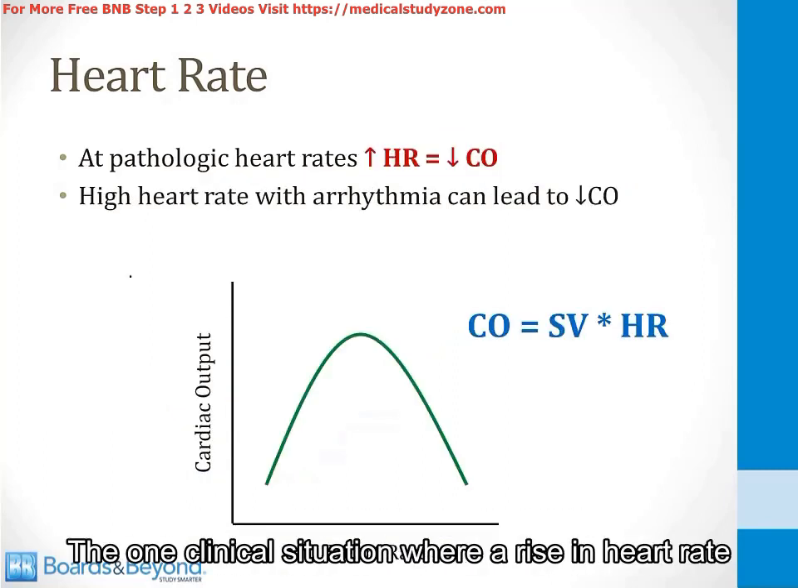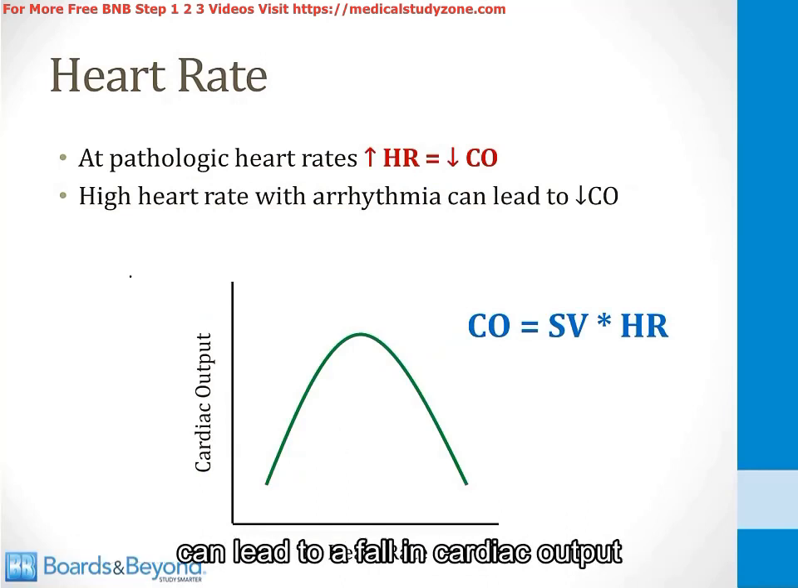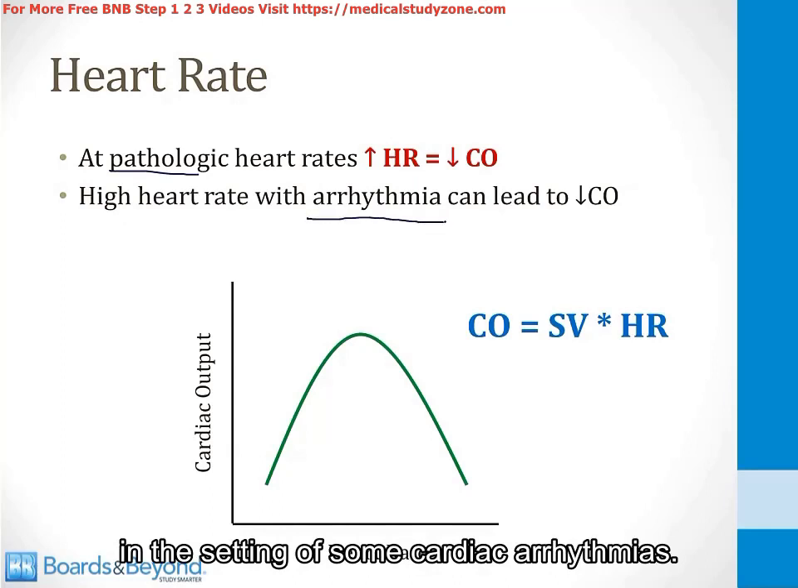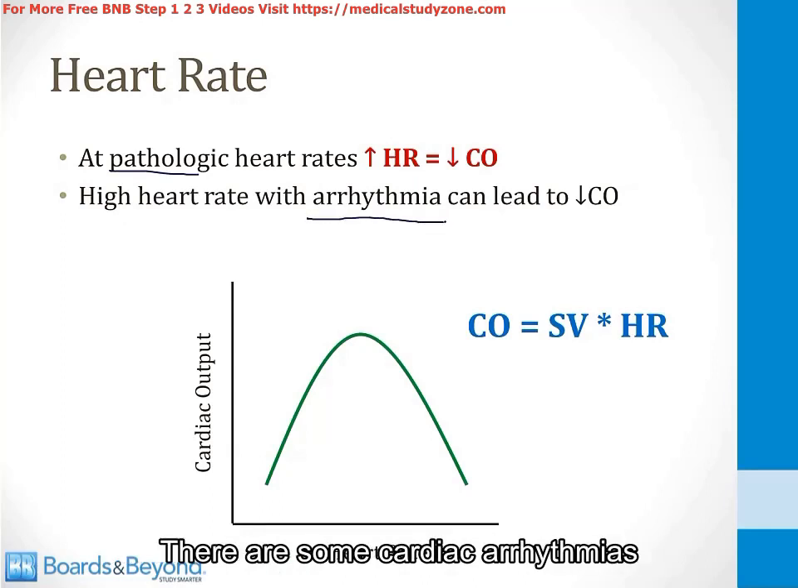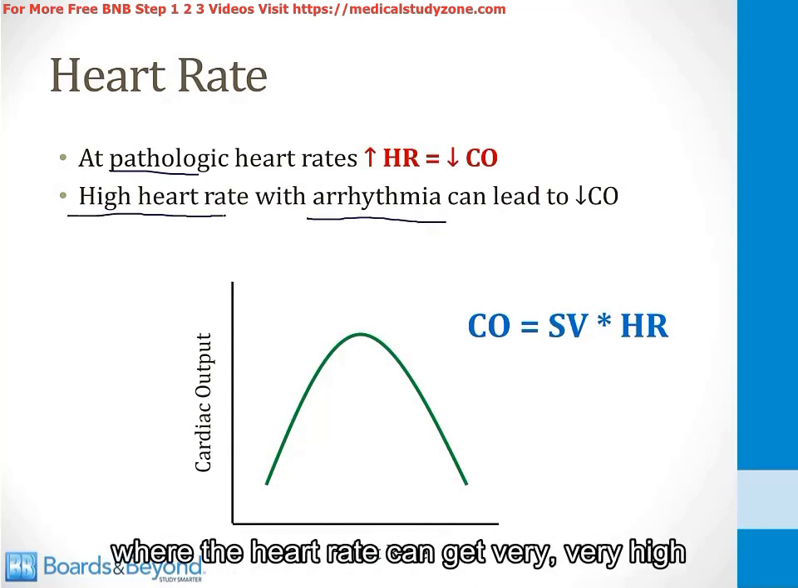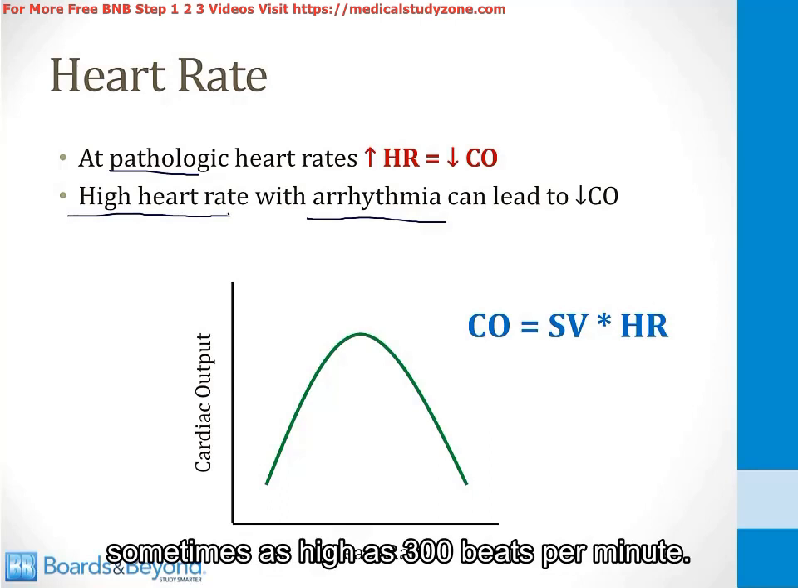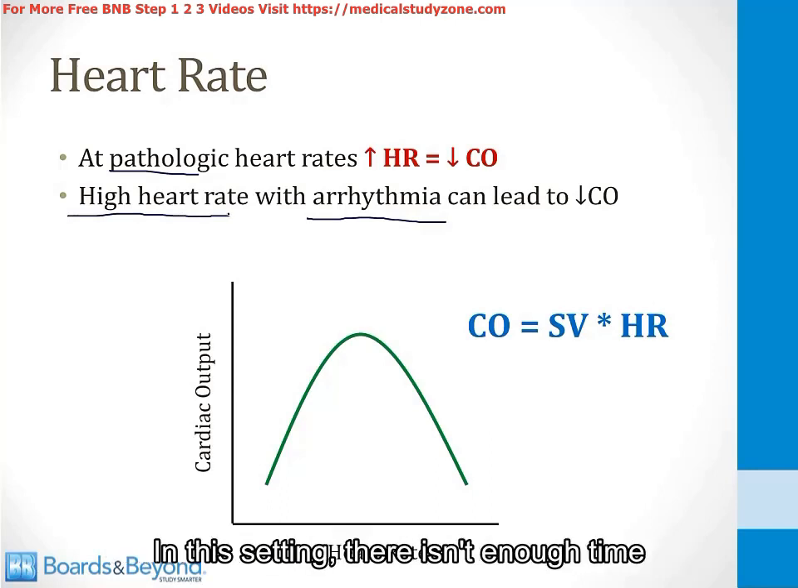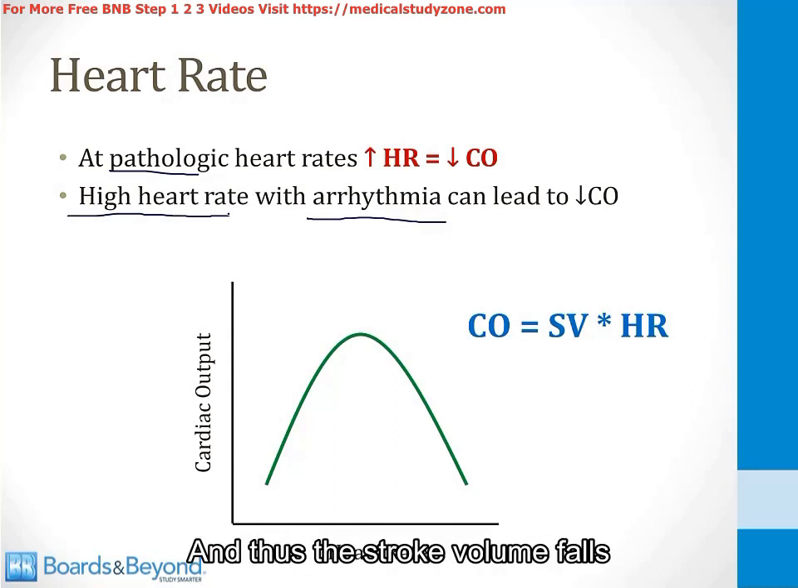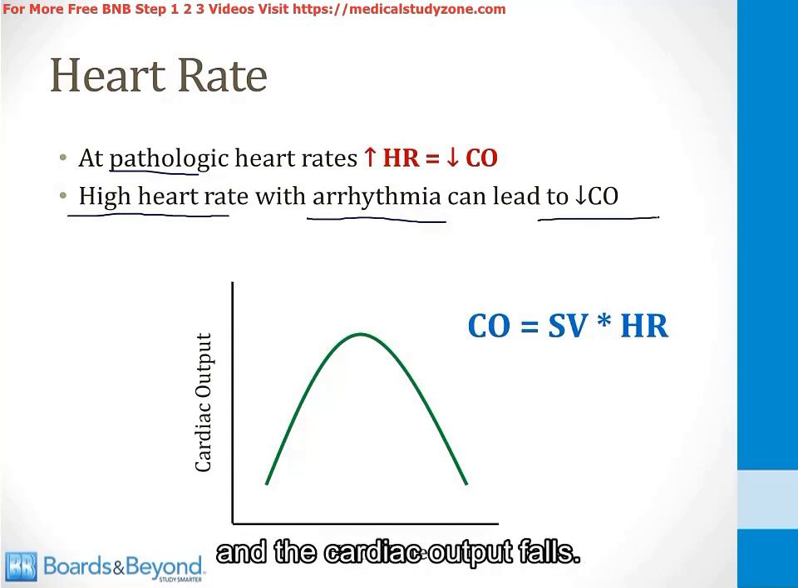The one clinical situation where a rise in heart rate can lead to a fall in cardiac output is under pathologic conditions in the setting of some cardiac arrhythmias. There are some cardiac arrhythmias where the heart rate can get very, very high, sometimes as high as 300 beats per minute. In this setting, there isn't enough time for the left ventricle to fill, and thus the stroke volume falls and the cardiac output falls.